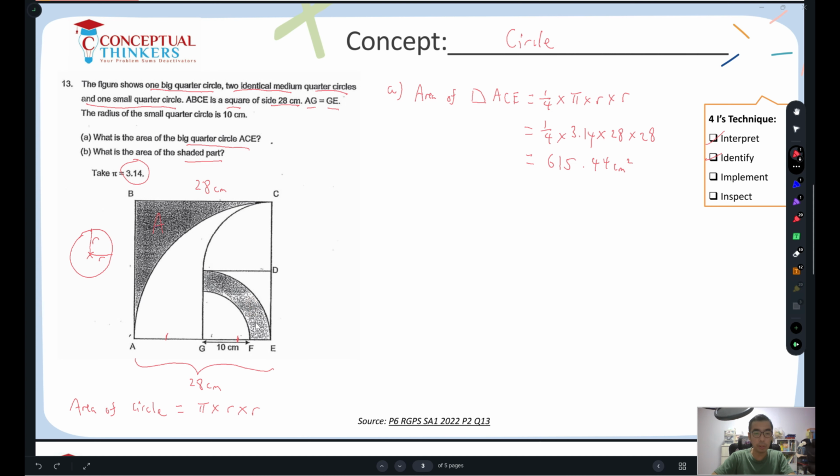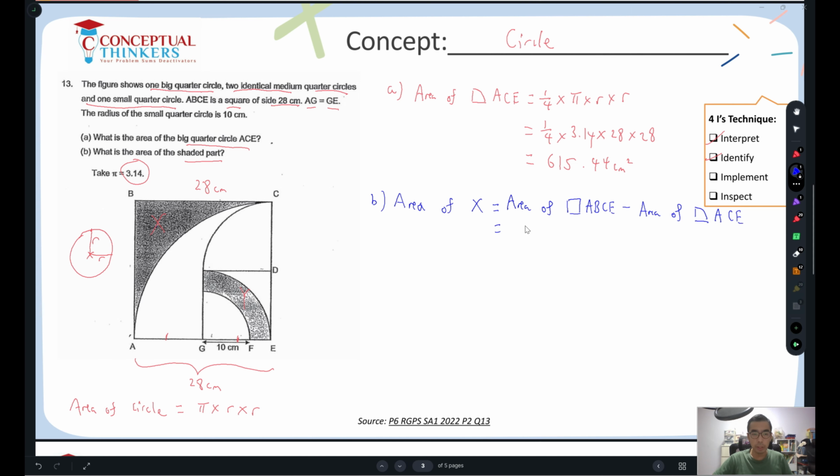Or maybe I should use x and y since A and B is used for the point. So let's call this x and this y. Okay, so for part B, let's do the calculation to find my x area. The area of x will be basically taking the area of square ABCE minus away the area of quarter circle ACE.